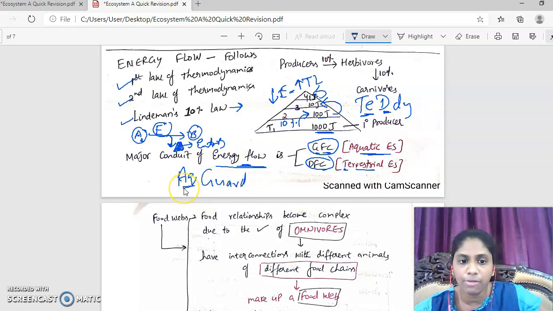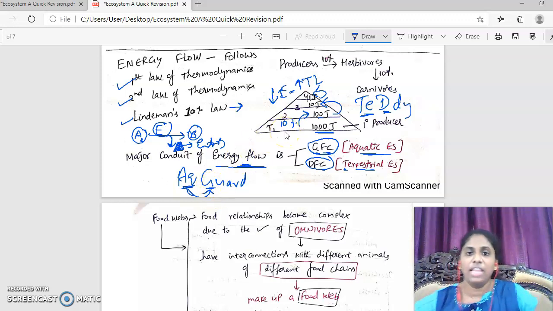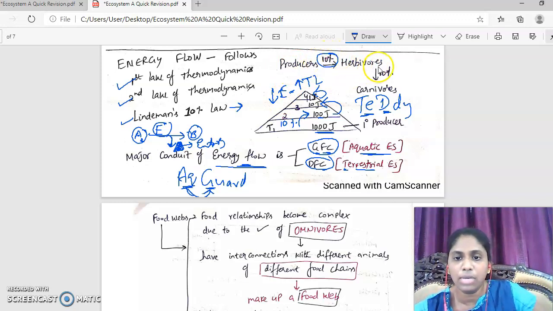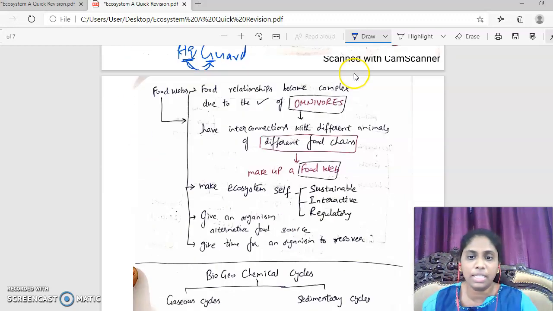AquaGuard. Aqua refers to aquatic ecosystem, G refers to GFC. Right, children? In aquatic ecosystem, the major conduit of energy flow is GFC. Remember this. From producers to herbivores, 10% of energy is transferred, and likewise from herbivores to carnivores, again 10% of energy is transferred. You have a couple of questions that might be asked. Please refer to those.